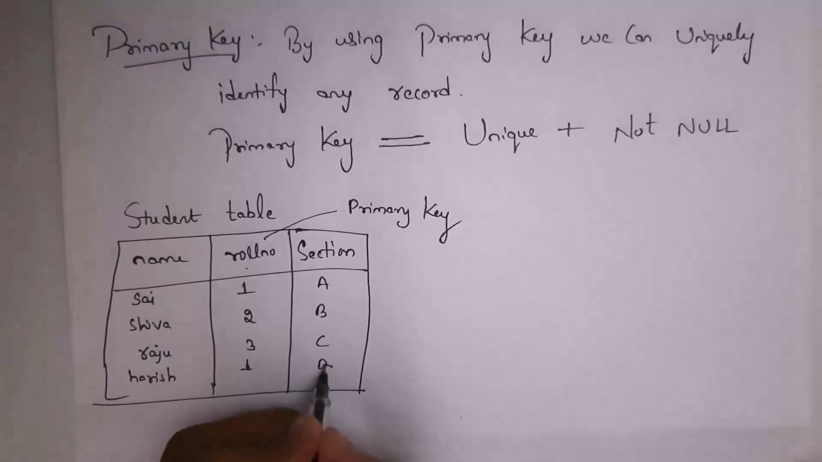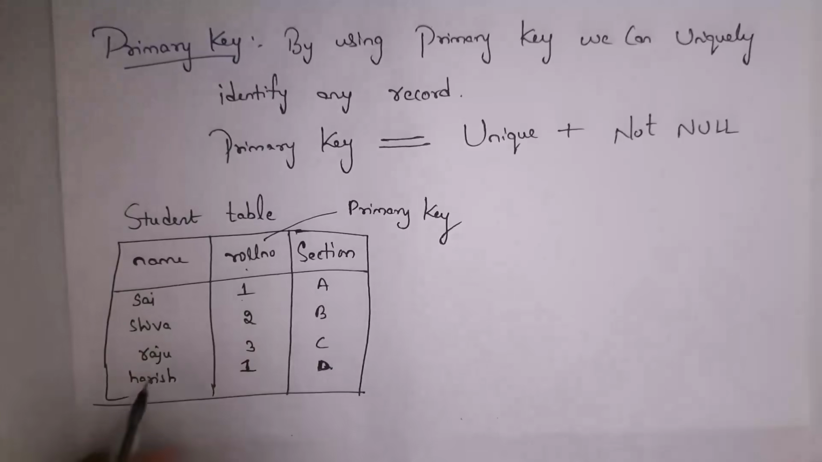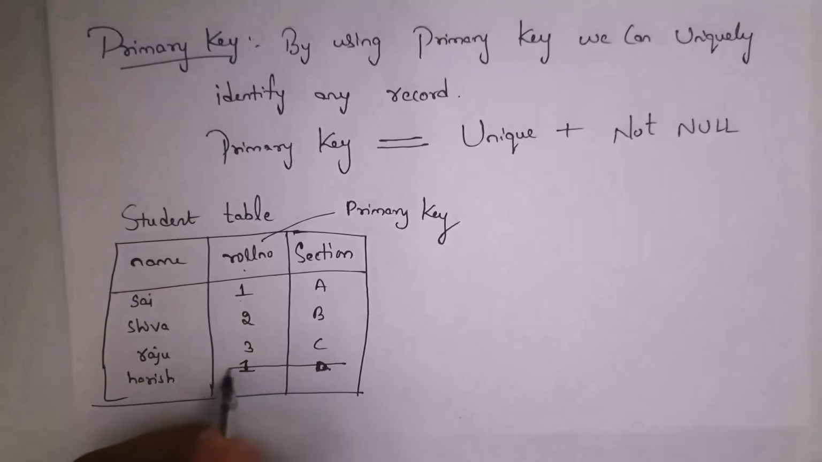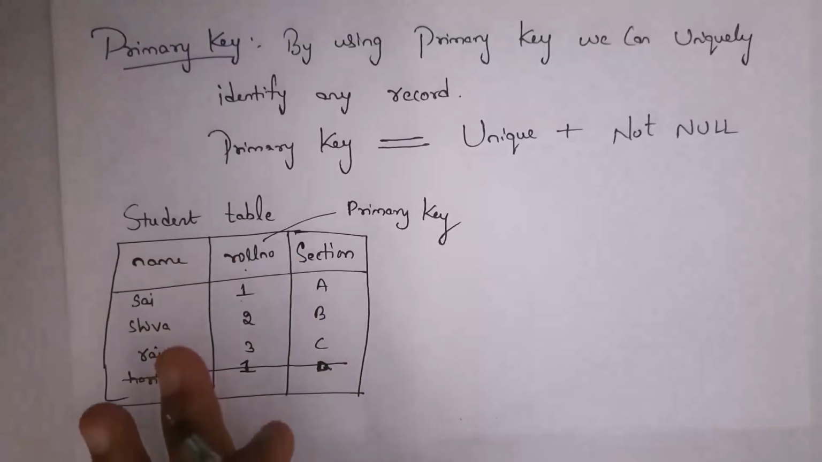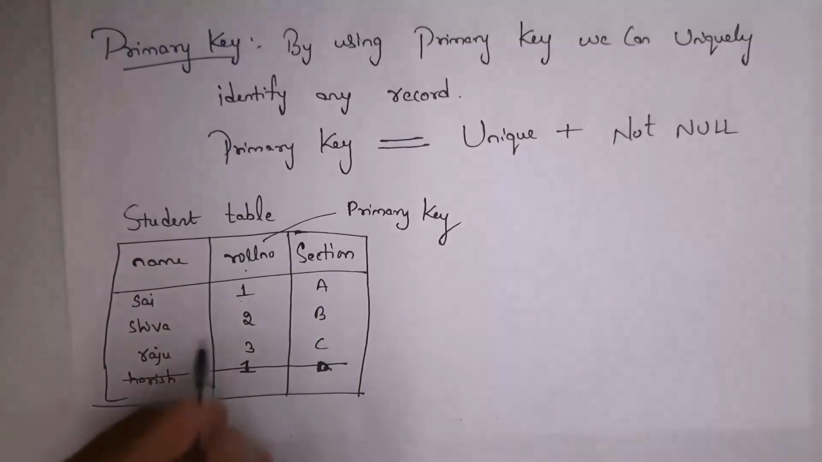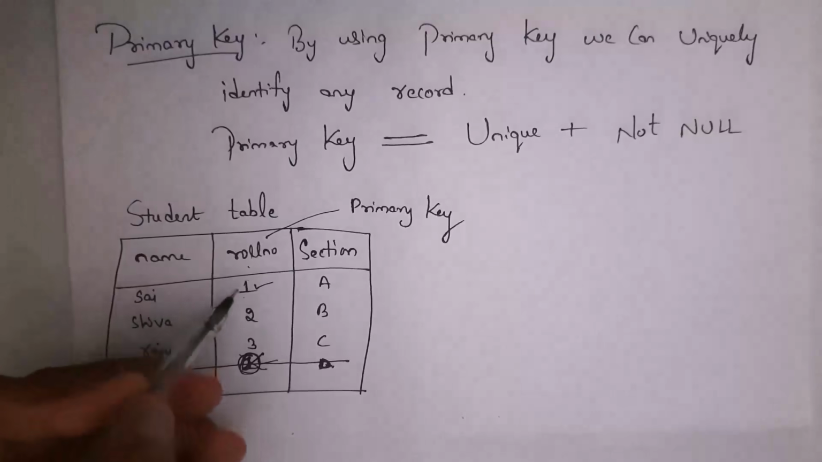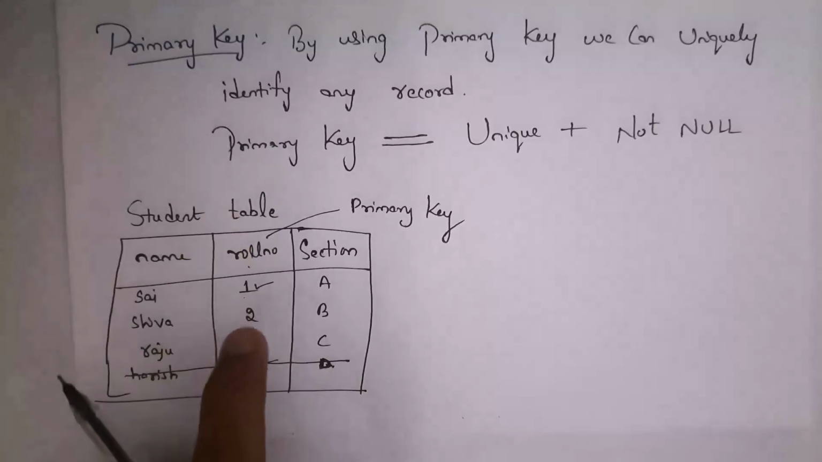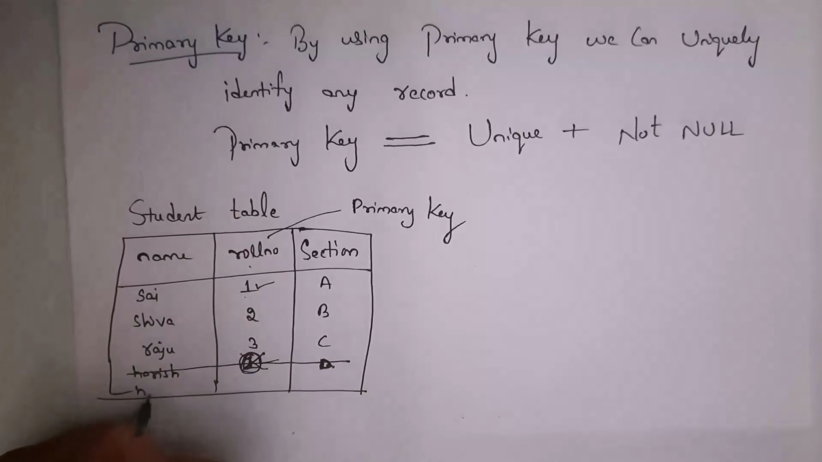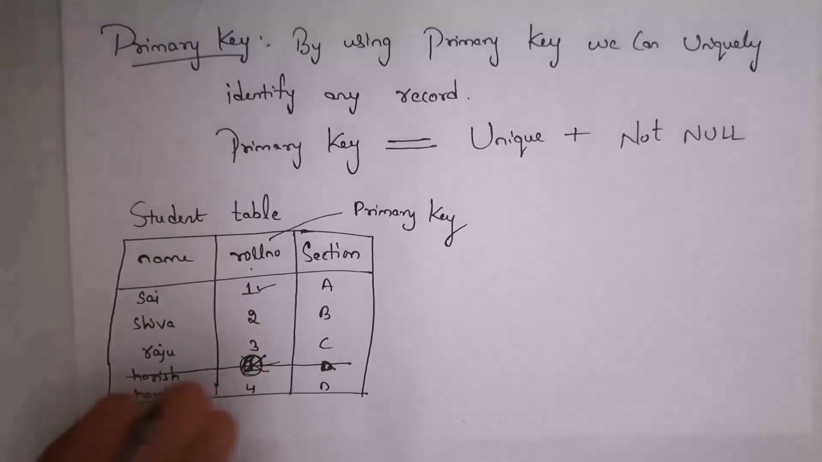This record is not accepted because 1 is repeated. Already for Sai there is roll number 1, and again I wrote Harish and roll number 1. So this record is not accepted because I gave a primary key for this roll number column. So this column must contain only unique values. It will not accept duplicate values. Here there is 1 and here also there is 1, so this 1 is a duplicate value and this record is not accepted. Already I gave roll number 1, 2 and 3, so next time I cannot use these roll numbers. Each and every value must be unique. For example, if I write Harish, roll number 4 and section D, it is accepted because all values are unique. There is no duplicate value.